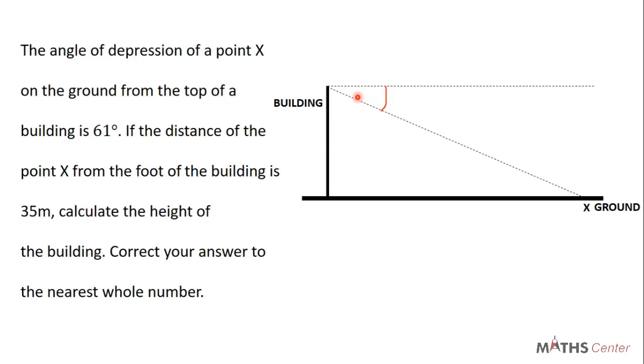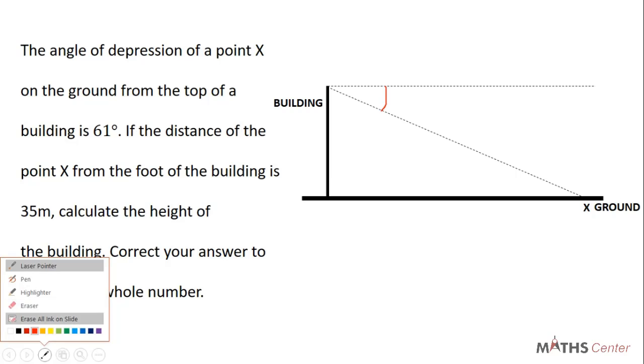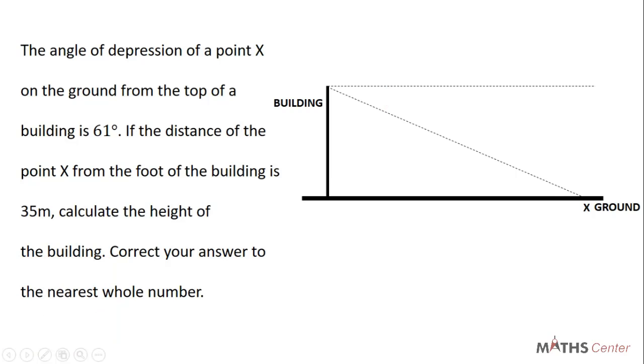So our angle here, you see at the top of the building, this is the horizontal line. This is the normal horizontal line. Now, the angle of depression of X from the top of the building means that we will have to join the top of the building to X. The downward angle that will be created is what we call the angle of depression. So in this case, this angle of depression is the angle of depression of X from the top of the building. We can see from this diagram that this angle here is 61 degrees.